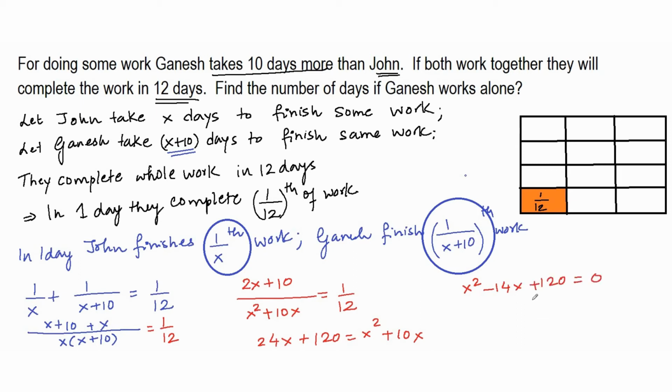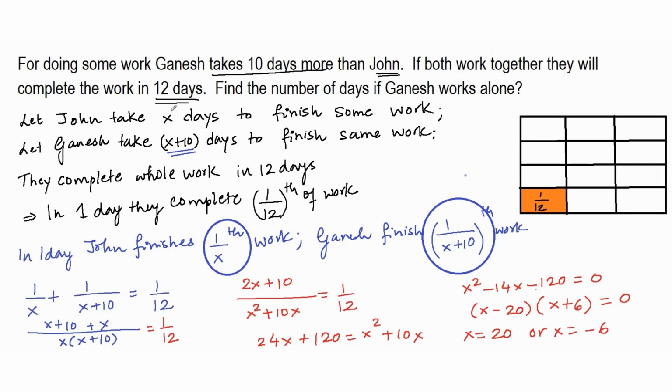And now I can solve this particular equation for x. So it should have been minus 120. I made that correction. And now I should solve this particular quadratic equation. I know that I can split this as x minus 20 into x plus 6 is equal to 0, which means x is either 20 or x is negative 6.